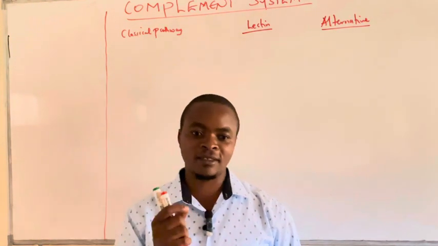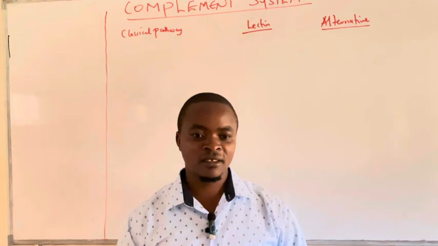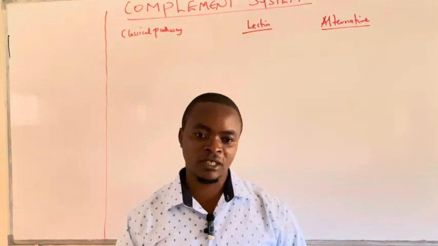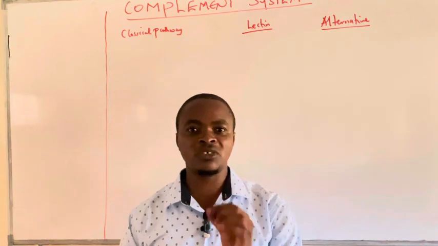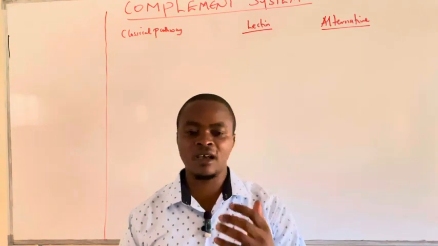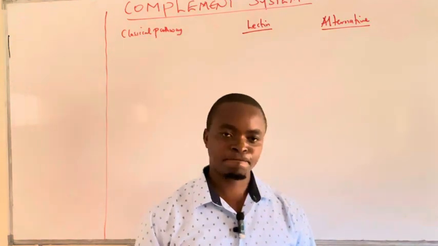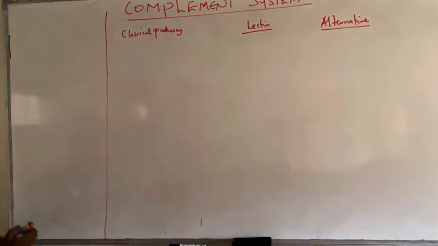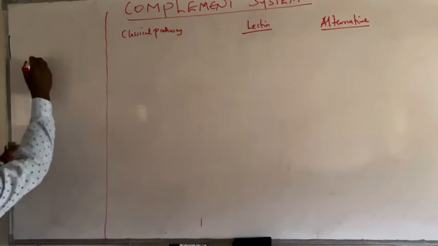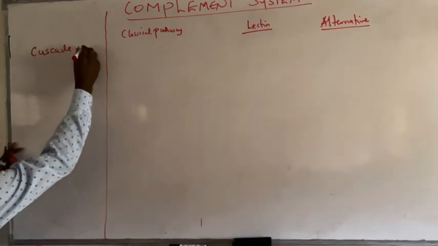It complements, or enhances, the action of antibodies and phagocytic cells in fighting against any disease-causing pathogen or any other cause that might be attacking the body. This complement system is a cascade of events.